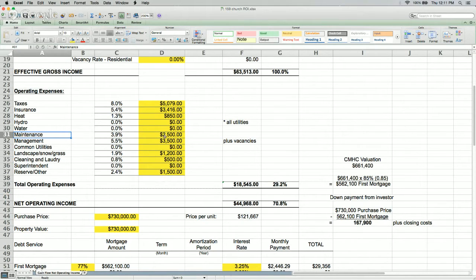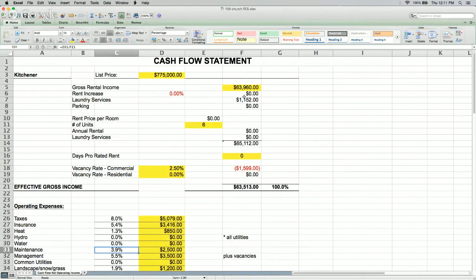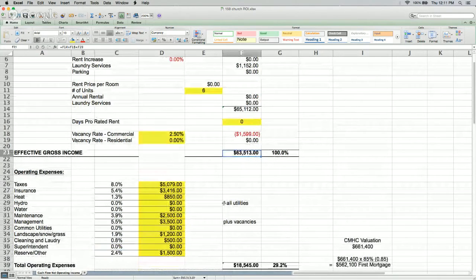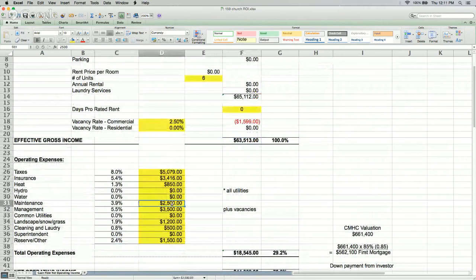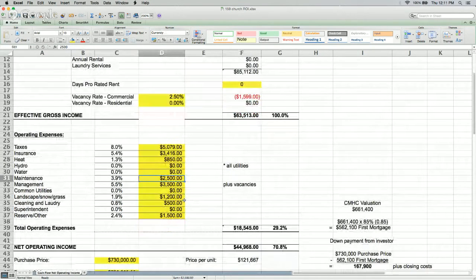So typically, as a rule of thumb, we use an average of about 3 to 5% of your gross income. So you can see here, this calculates how much of the gross income this expense is taking. So it's about 3.9% of this gross income number. Okay, so about $2,500 a year. I'm going to skip management for a second and come back to it.